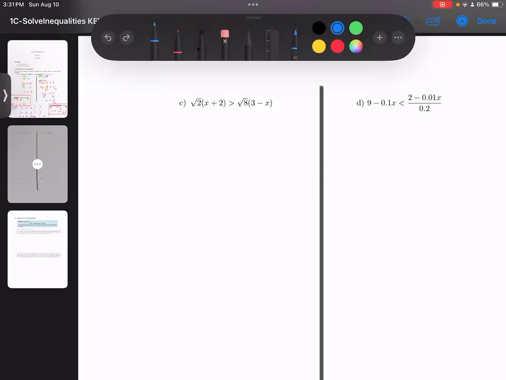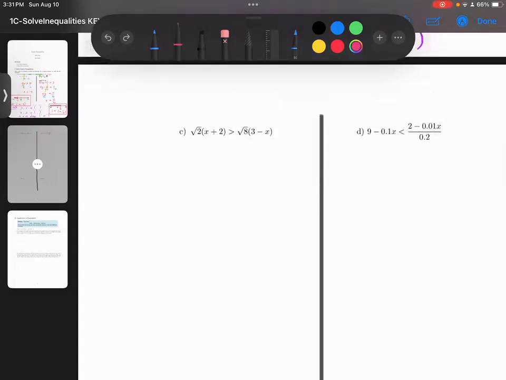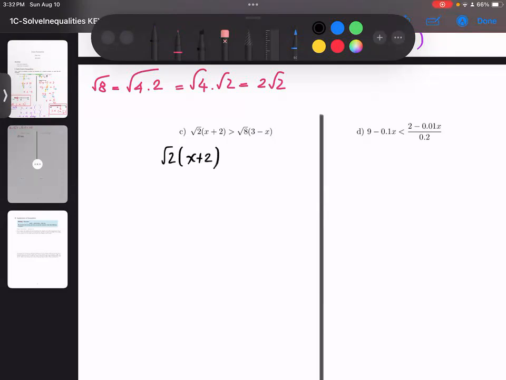Now part C, I have square root of 2 times quantity x plus 2 greater than, exclusively greater than, root 8 times quantity 3 minus x. Before you do anything, I recommend if you see a root, and if you can simplify it, simplify it. Why? Because later you might be able to combine things together when it's in simplified form. So square root of 8, I can simplify as square root of 4 times 2, which is square root of 4 times square root of 2, which is 2 root 2, right? So I'm going to rewrite this problem as root 2 times x plus 2 greater than 2 root 2 times 3 minus x.